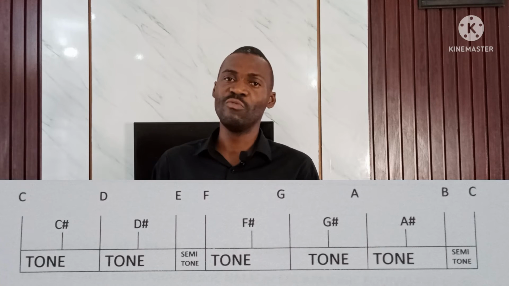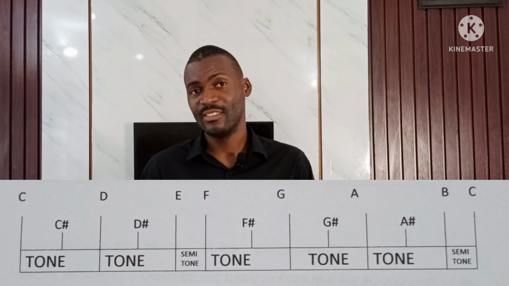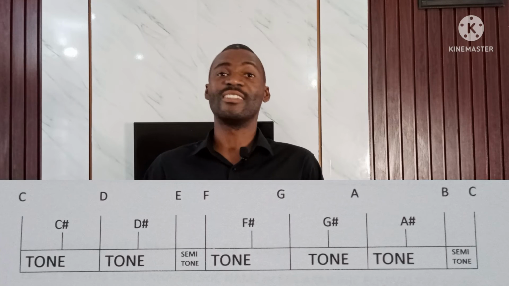The next formula says tone again. From G, a tone movement lands us where? A. The next formula says tone again. From A, the next tone movement lands on where? B. And of course, the last formula is semitone, which is taking us to the next tonic. So a semitone from B will land us where? Did I hear you say C? I think you're right. C is the next note. And that's how the diatonic scale of the key of C is made up.